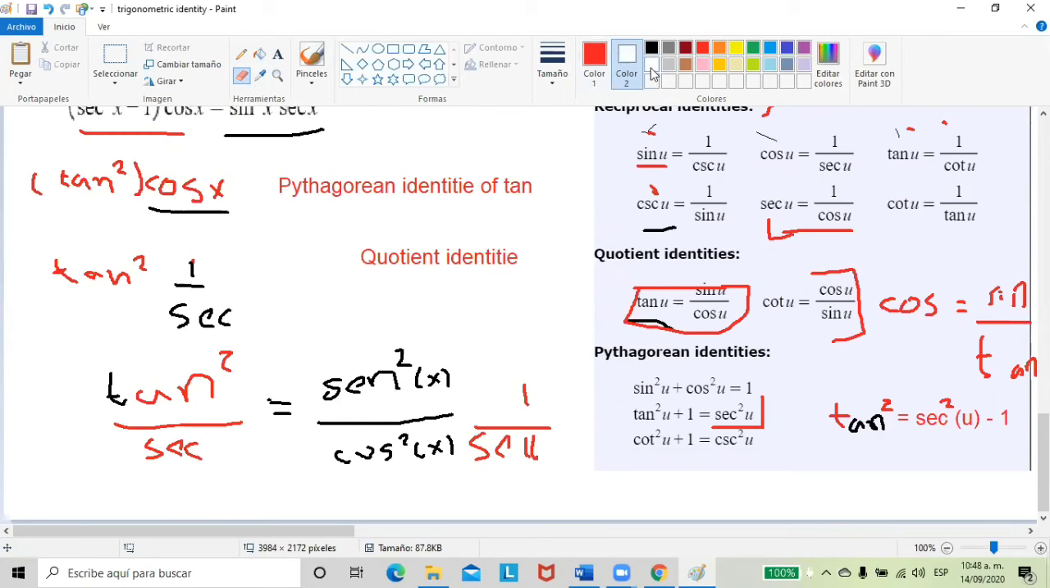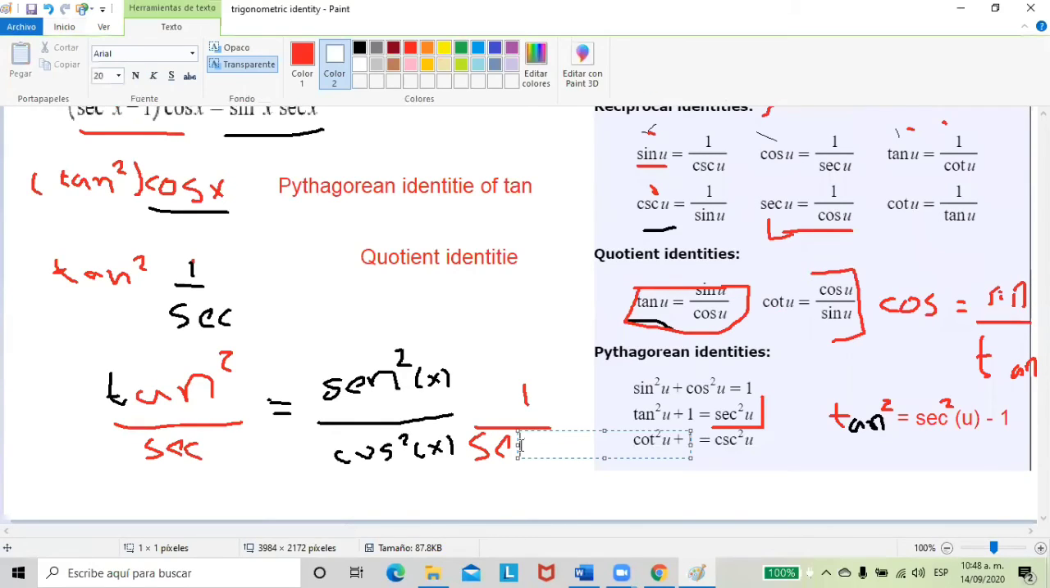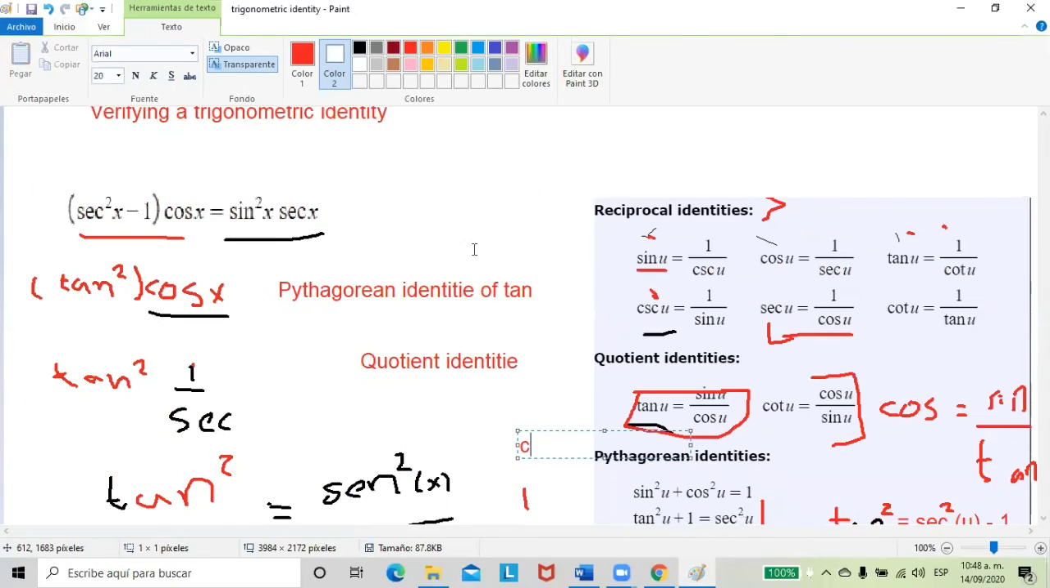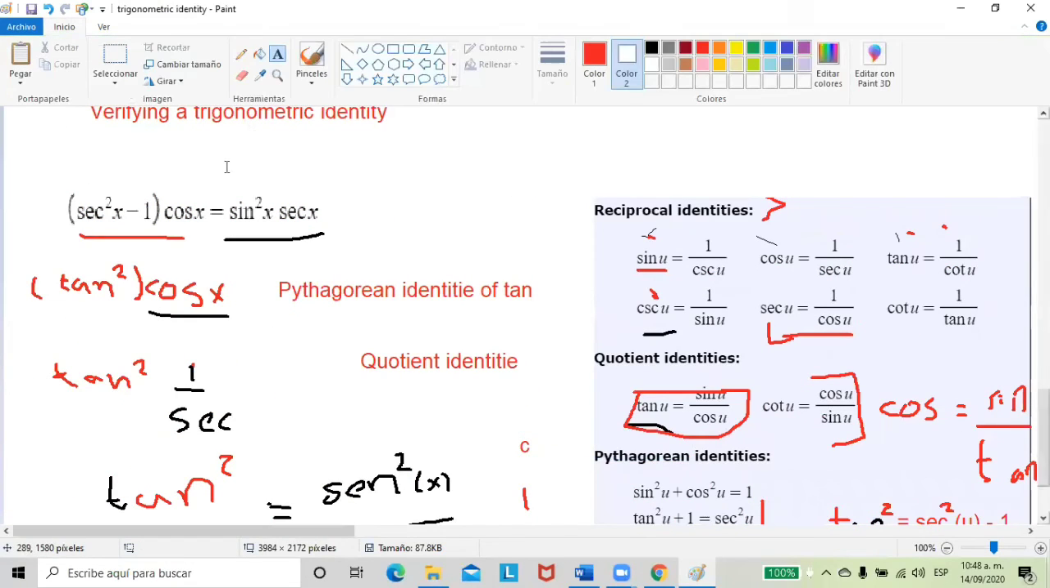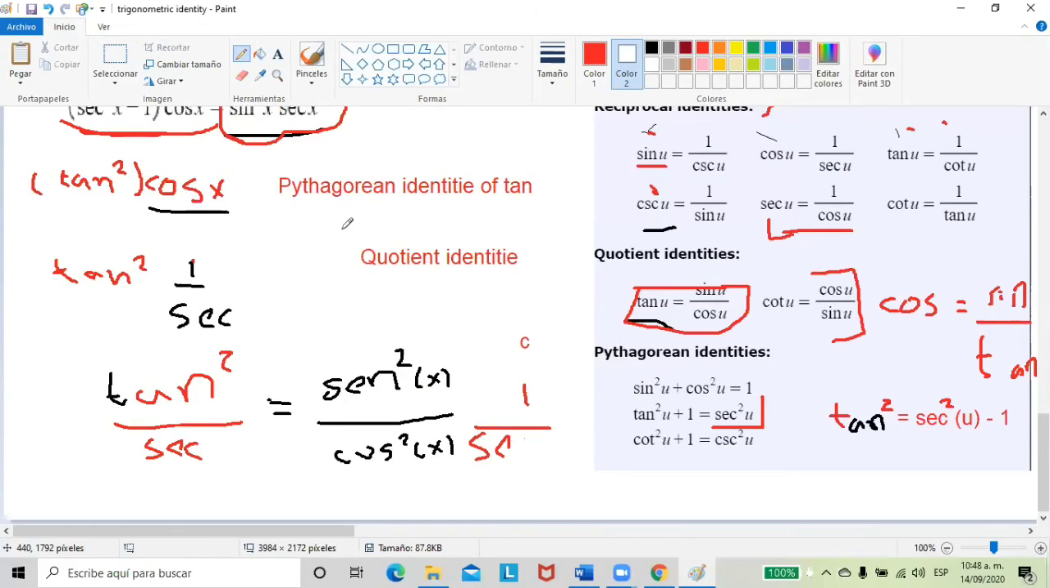Teacher, we need to work with both sides of the operation at the same time. No, because in this case, you start from here, and you need to arrive to this answer. This is the answer. Oh, okay. So you need to arrive here to this answer. Not both parts of the equation, only one, only the left side. Okay.